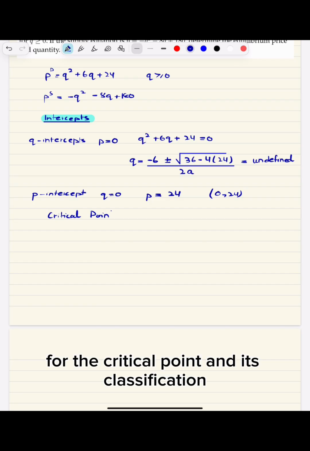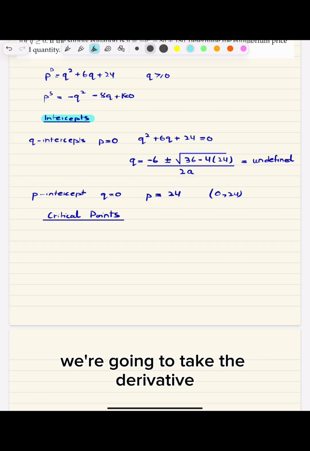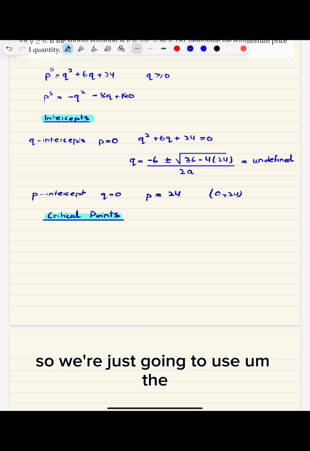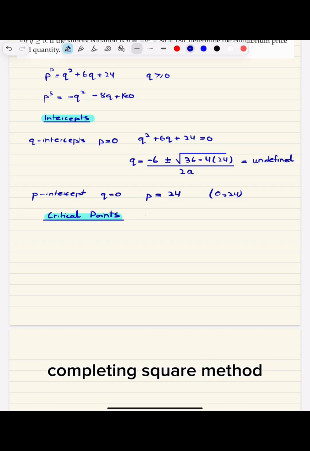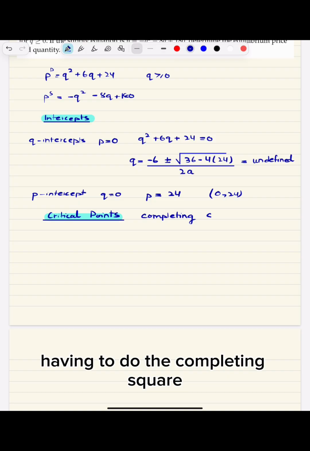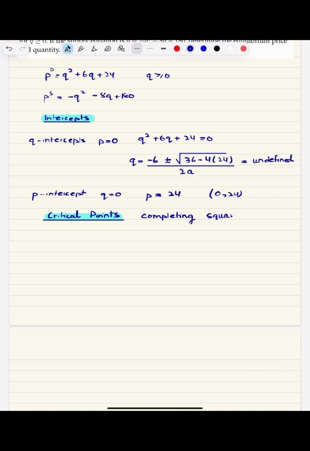For the critical point and its classification, we would take the derivative and the double derivative. However, in chapter 2 we haven't covered derivatives yet, so we are just going to use the completing the square method. So we're going to have to do the completing the square.